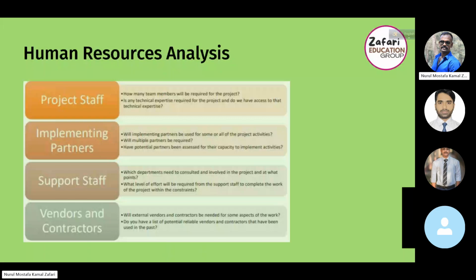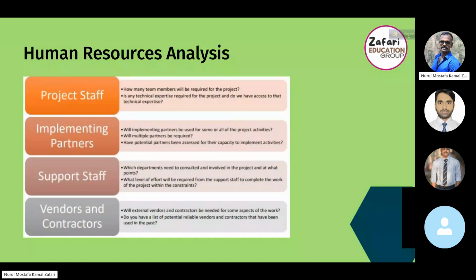Human resource analysis. In this phase, meaning the project identification and definition phase, we need to make a list of human resources. What are the roles we need? How many staff members we need? What are their positions? What is their role? What are their responsibilities? And what will be their remuneration? What will be their contract duration? We need to define it.